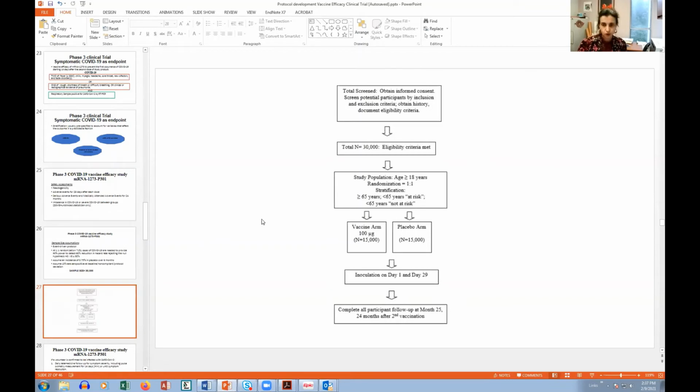This is the overall study design. Individuals are screened and consented. We obtained history. If they met eligibility criteria, they were stratified, randomized 1-to-1, given 2 doses of vaccine separated by 28 days, and followed for up to 25 months, and they are still in follow-up.